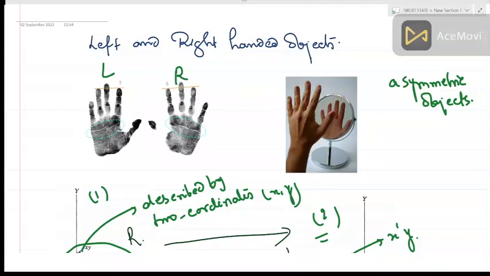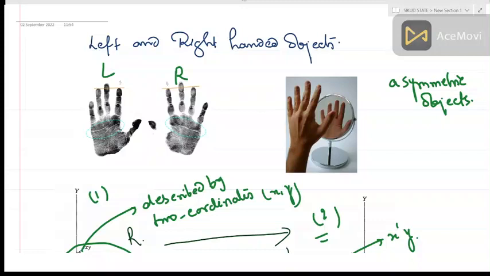Let me show you with a diagram, with a picture. So there are two forms of the same object. One is right-handed, the other is left-handed, like our right hand and left hand. You cannot wear the right hand gloves on the left hand. Similarly, the left hand glove cannot be worn on the right hand. So this is the concept of handedness.